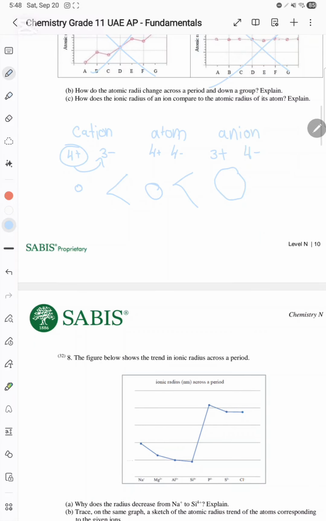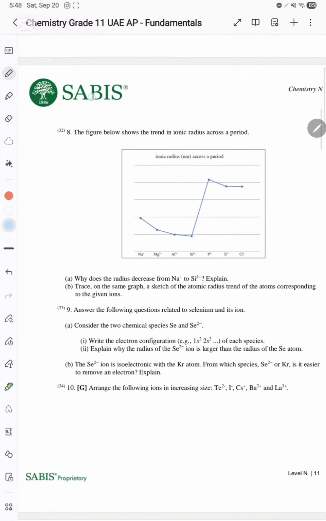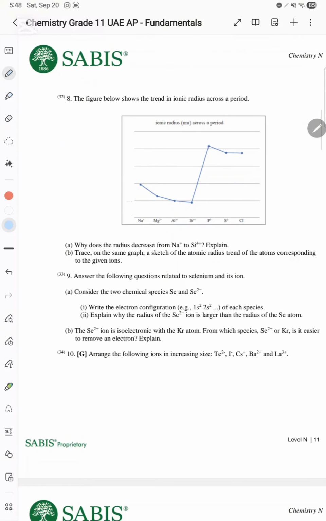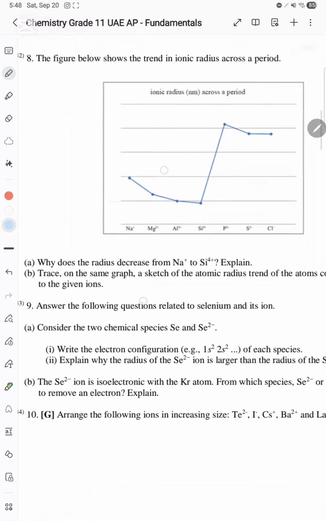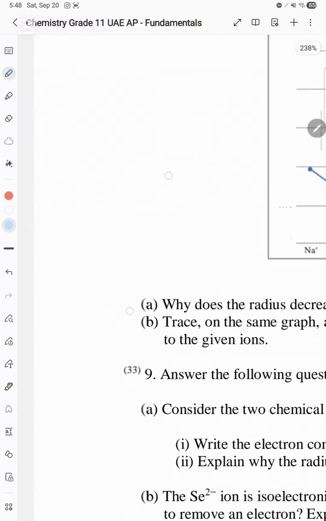I'll first explain them in my own words, then read the mark scheme answers in case I didn't mention something in the mark scheme. Now, moving on to the next question. Why does the radius decrease from Na+ to Si4+?